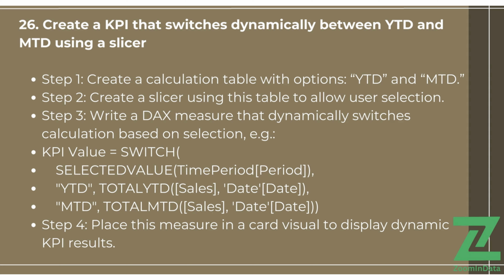Write a DAX measure that dynamically switches calculation based on selection, for example, KPI value equals SWITCH, SELECTEDVALUE of time period: YTD, TOTALYTD of sales based on date; MTD, TOTALMTD of sales based on date. Step 4. Place this measure in a card visual to display dynamic KPI results.